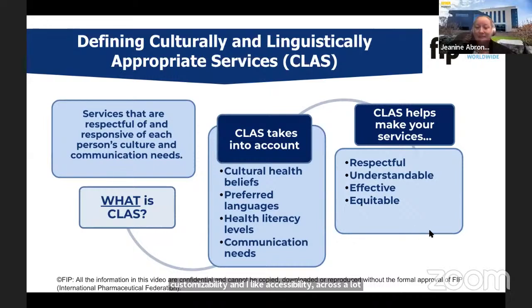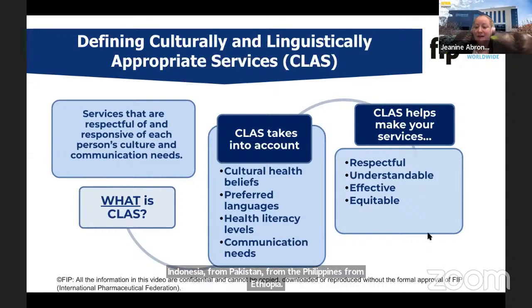Thank you, Ashley. And I am seeing in our chat that we have individuals from Africa, from Argentina, from Indonesia, from Pakistan, from the Philippines, from Ethiopia, Philippines. We have some amazing diversity in where you are all joining us from today.